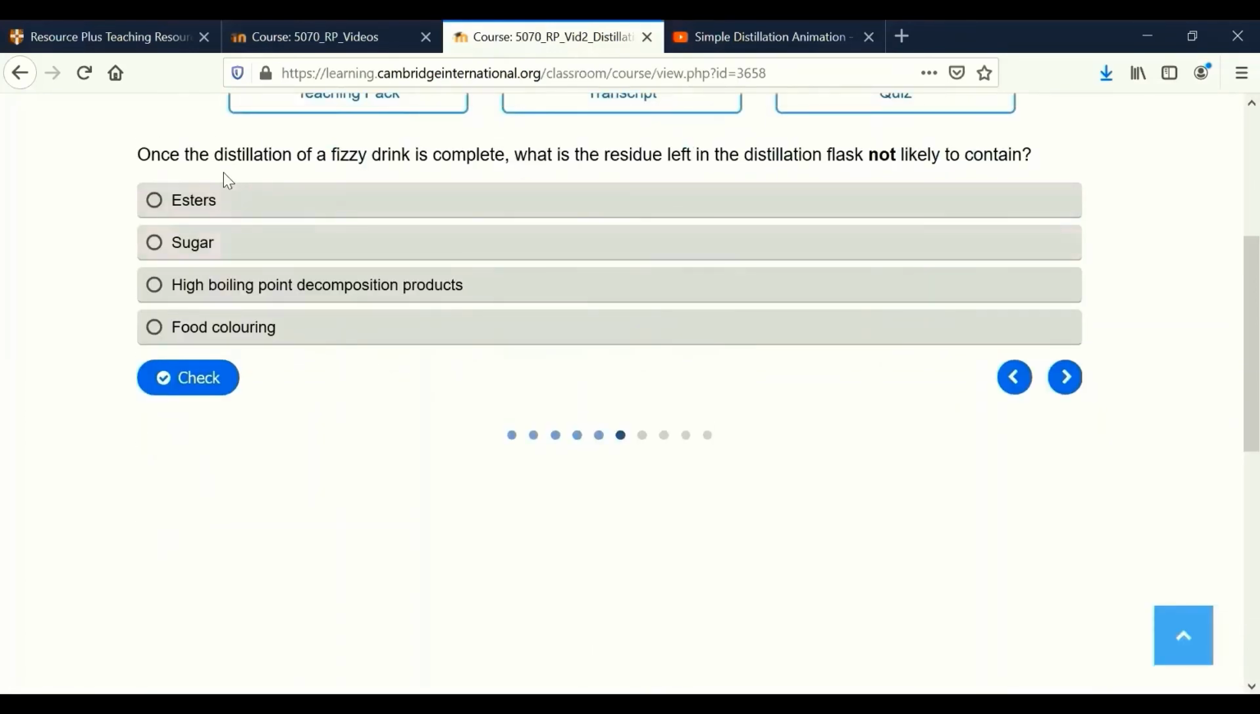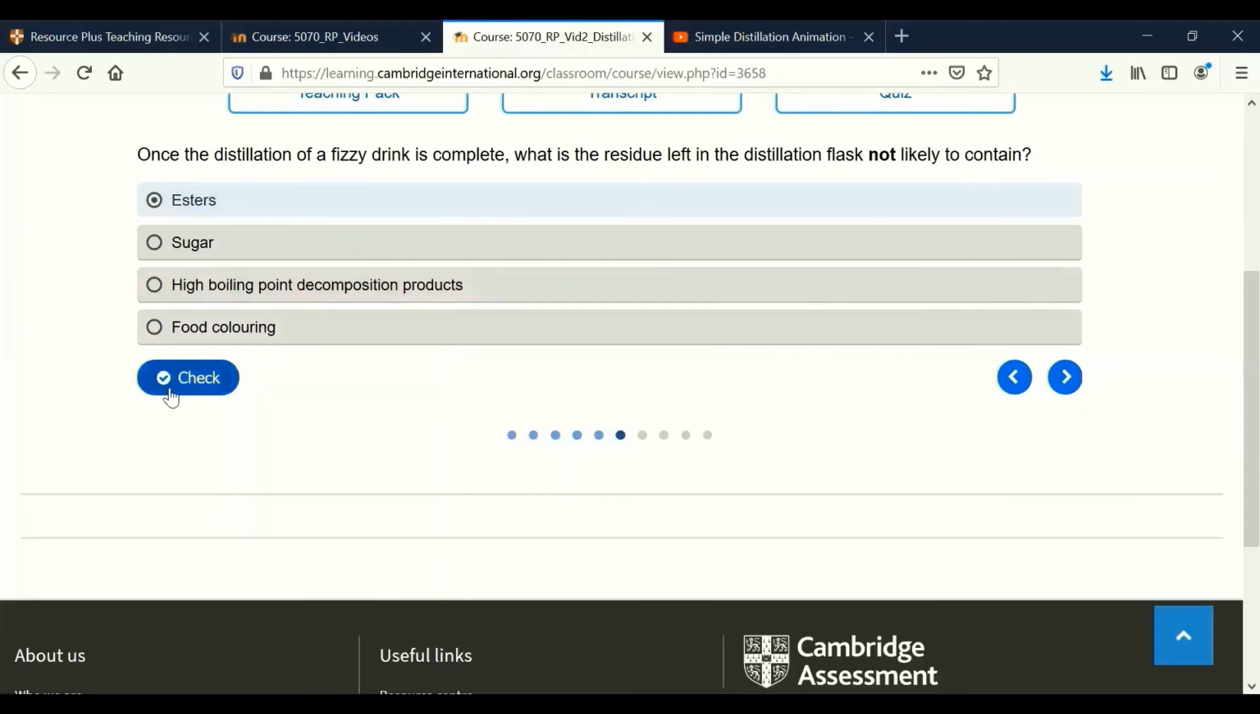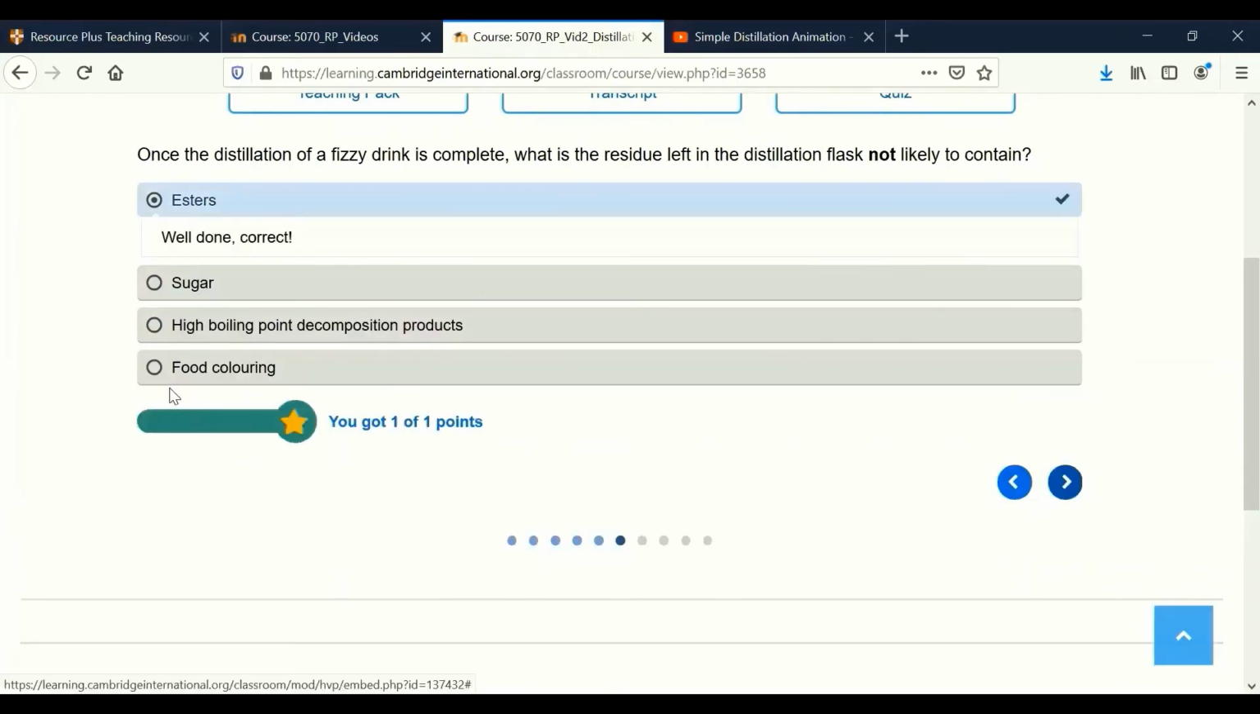Next question is, once the distillation of a fizzy drink is complete, what is the residue left in the distillation flask not likely to contain? Esters, sugars, high boiling point decomposition products, or food coloring? Esters. Let's check the answer. That is the correct one.